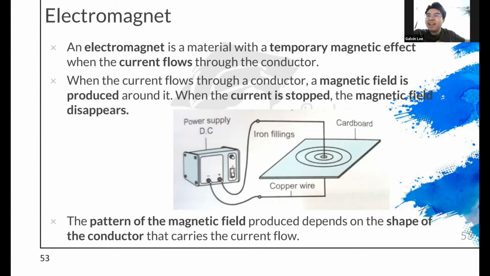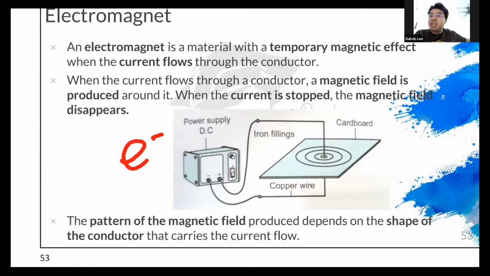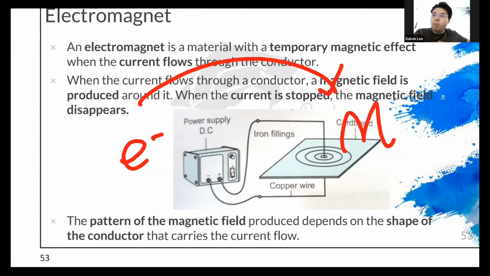Electricity can create a magnet. Do you know that? Electricity can create a magnet. We call it an electromagnet. But not only that, magnets can also create electricity. So that is the relationship between electricity and magnets. Electricity can make a magnet, but a magnet can also make electricity.